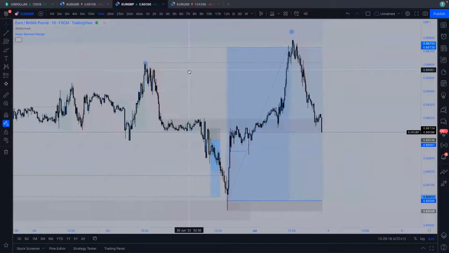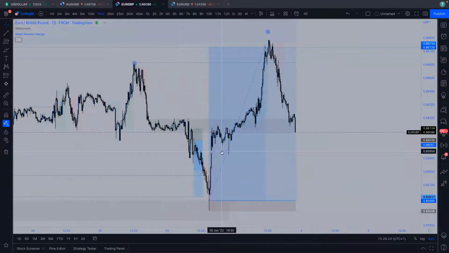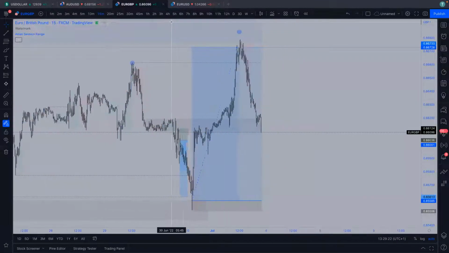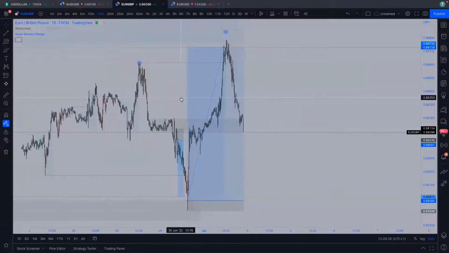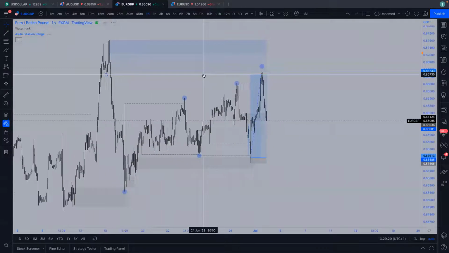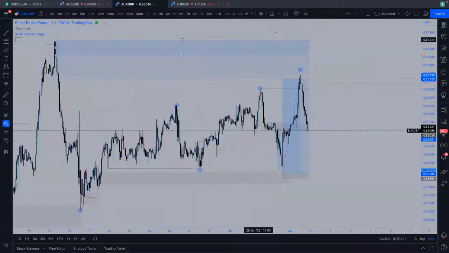So going into next week, obviously it's going to be a little bit trickier to see what price is going to do. We're in a bit of no man's land at the moment. We're not at the high, we're not at the low, we're in this medium range. So I'm going to be quite excited to see what happens next week.